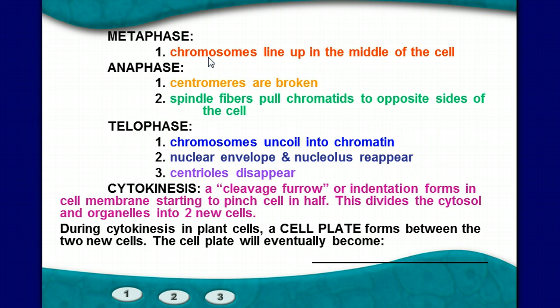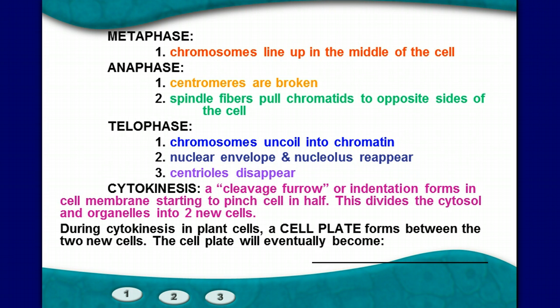Telophase is the exact opposite of prophase. You might want to write that down right here next to telophase. At that point, usually during telophase, you can start to see that cleavage furrow form, or that indentation in the cell membrane, which eventually ends up pinching the cell in half. So this divides the cytosol and organelles into two new cells.